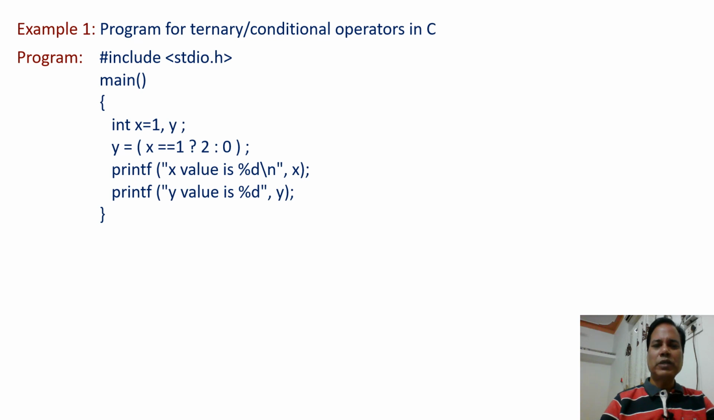So using the next two statements, printf x value is, what is the value of x, that is printed at this point. So x equal to 1 gets printed. Then this printf statement prints the value of y. So y value is, what is the value of y, and naturally the value of y is 2, gets printed at this point. So when this program is run, we get the output as x value is 1, y value is 2.